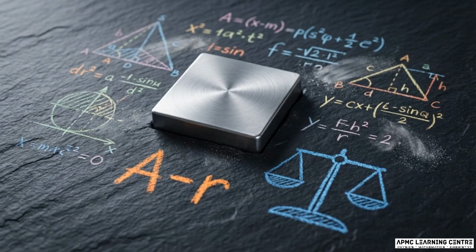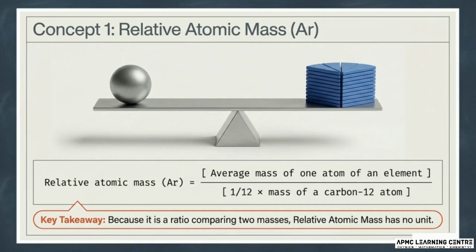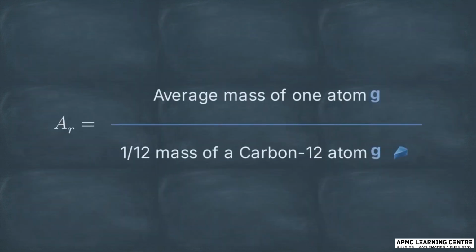We call this relative atomic mass, or AR for short. This graphic shows a balancing scale comparing the mass of a single atom to those 12 carbon slices. The formula is exactly that: the average mass of one atom of an element divided by 1/12 the mass of a carbon-12 atom. Because AR is just a ratio comparing one mass to another, it is a pure number.